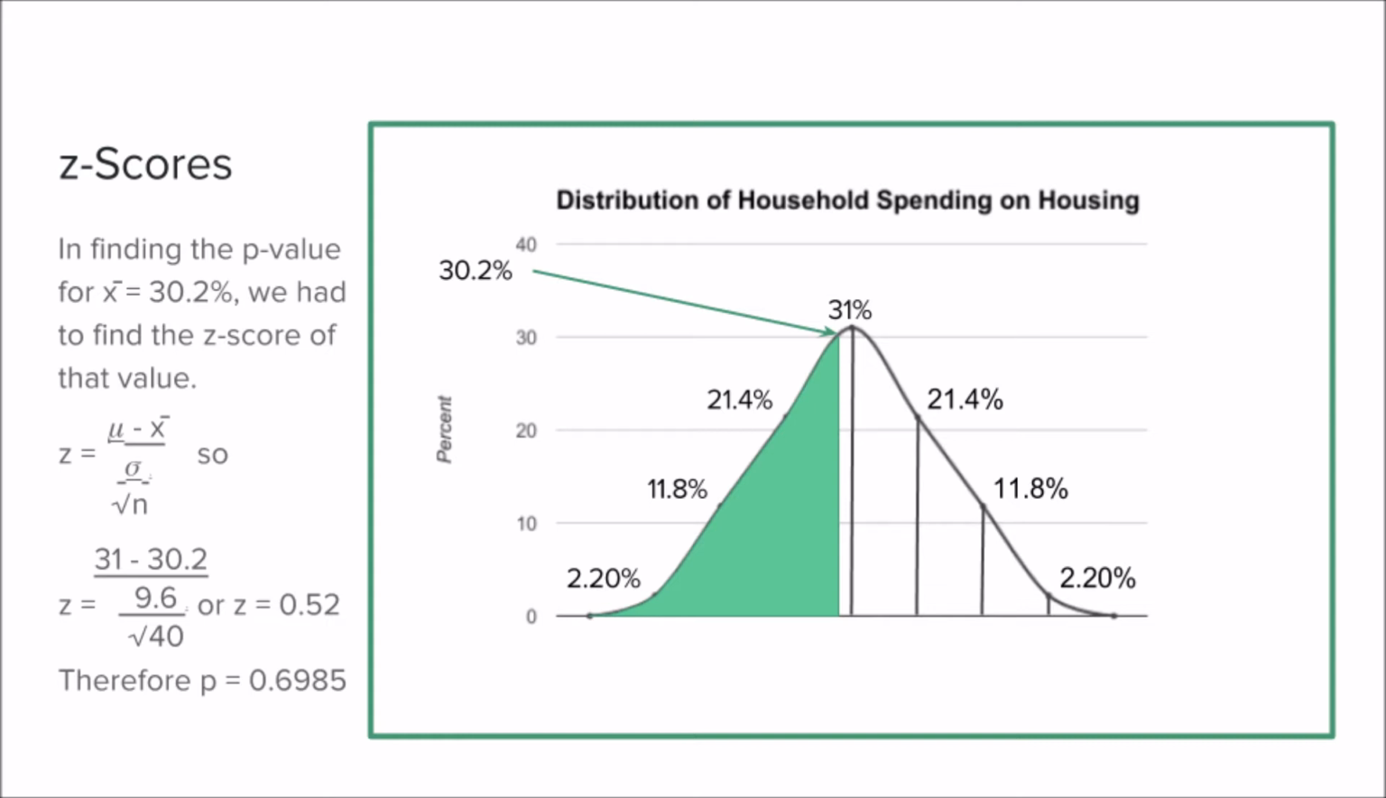When we reference our z-score table, which is pretty fun, this gives us a p-value of 0.6985, or 68.85%.